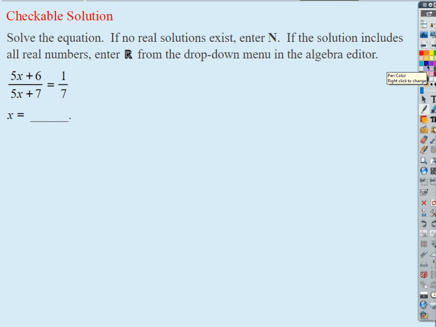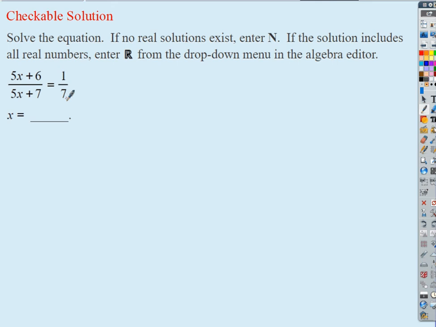There's really almost nothing to do here. I don't have to do anything fancy like clear fractions. If I've got a proportion, if I have a single fraction equal to a single fraction, how do I always solve those? Cross multiply. That's it, right?